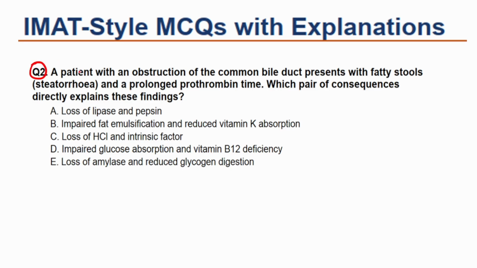Question 2 states that a patient with obstruction of the common bile duct presents with fatty stools, that is, steatorrhea, and a prolonged prothrombin time. Which pair of consequences directly explains these findings? The clinical theory here links the anatomical patency of the biliary tract to systemic lipid processing.